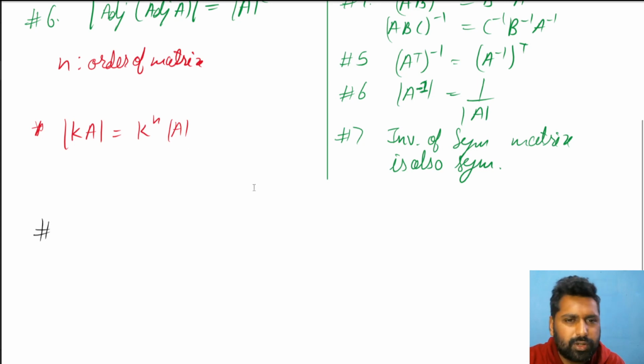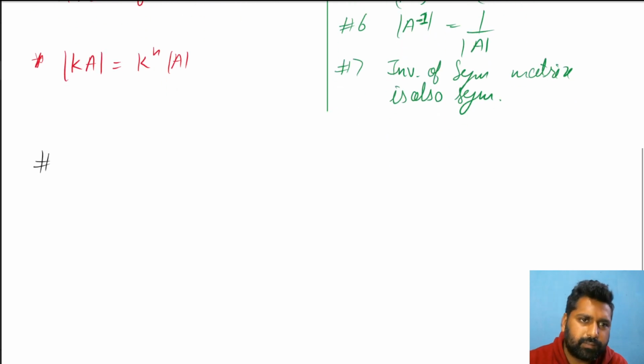If it's a 2 cross 2, if you double each and every element, it will be 2 raised to power 2 for 2 cross 2. For 3 cross 3, it will be 2 raised to power 3. Let's look at our question.